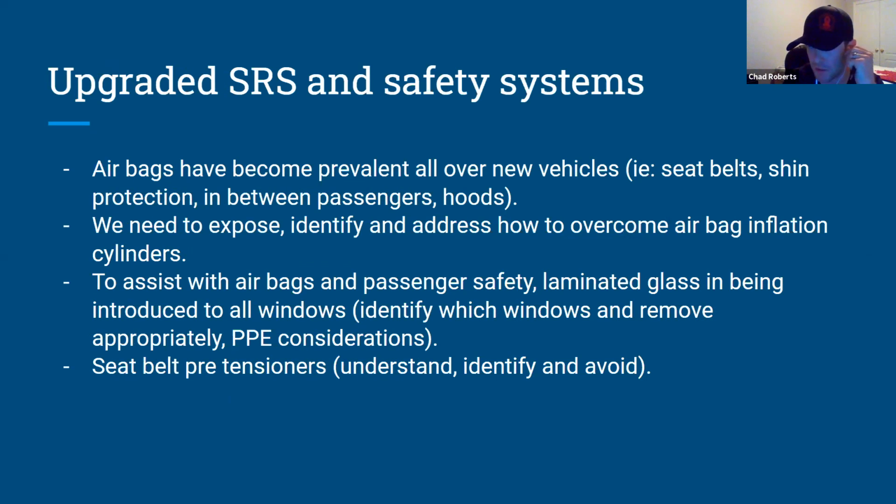Upgraded SRS systems and safety systems. Airbags, obviously they're everywhere. They're more prevalent. Seatbelts, you've seen them in seatbelts now. They're in the hoods to protect a pedestrian walking down the street. They're actually putting them in the hoods of vehicles now, so it'll protect them. So they're everywhere, right? They're along your roof lines. They're in your shin area, underneath the steering wheel to protect against those shin injuries in front end collisions. They put them in between passengers now.